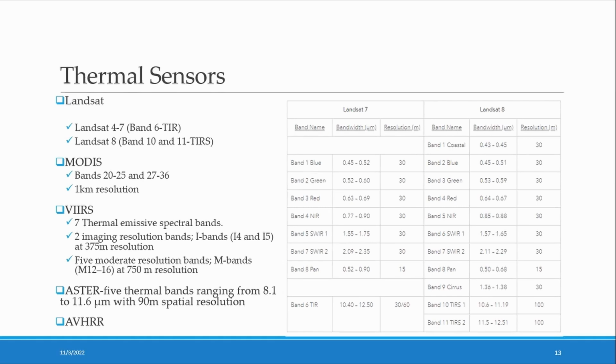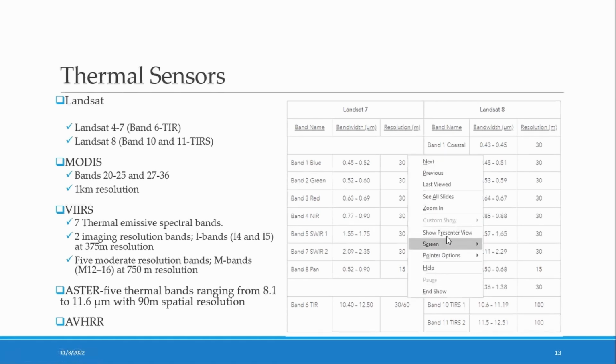Another interesting thing to look at is that these sensors have different spatial resolutions, and the temporal resolution is also different. As we shall see in the discussion coming up, we shall see how to trade off between spatial resolution and temporal resolution. But all we can see is that the MODIS thermal bands are at 1 kilometer resolution, while the Landsat thermal band for Landsat 4 to 7 is at 30-meter resolution. It is captured at 60-meter resolution, then resampled to 30 meters.